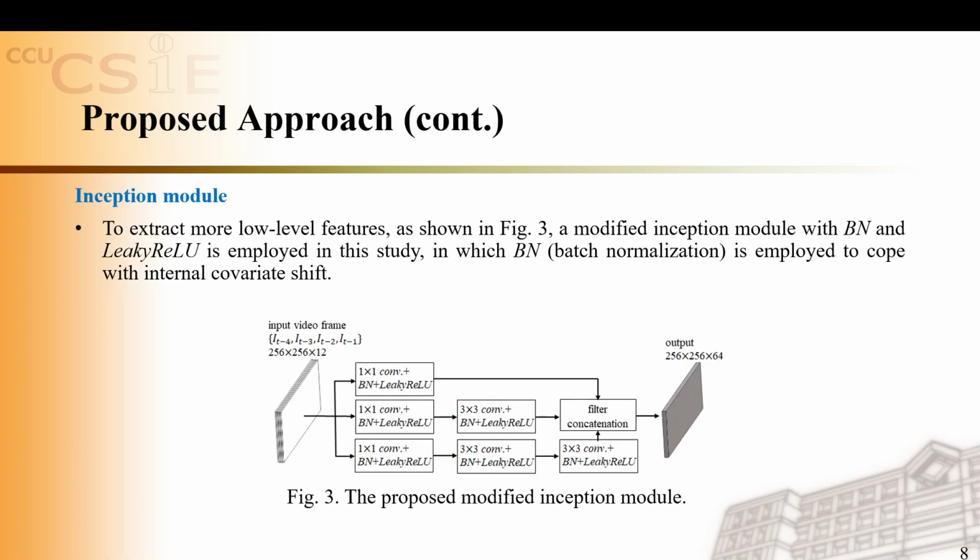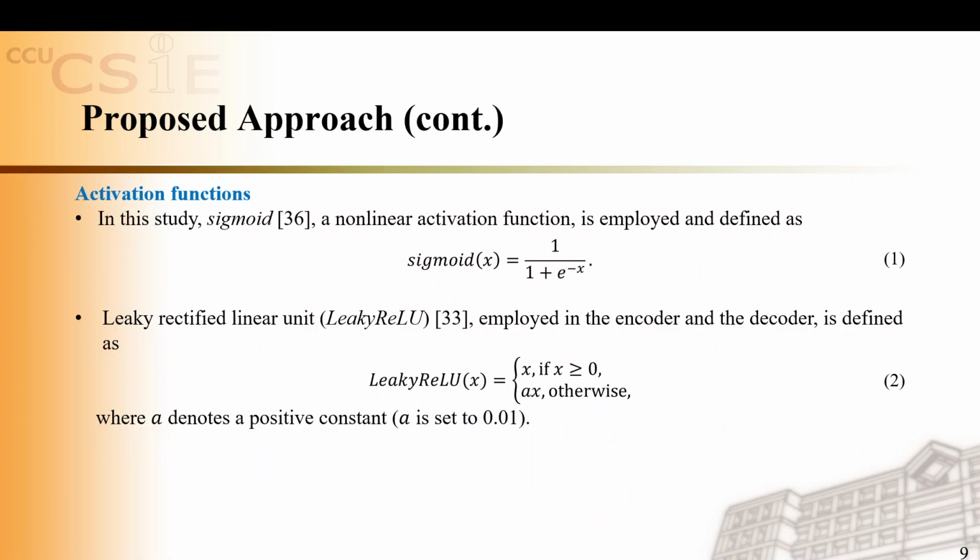To extract more low-level features, as shown in Figure 3, a modified inception module with BN and leaky ReLU is employed in this study, in which batch normalization is employed to cope with internal covariate shift. In this study, two activation functions are employed. Sigmoid, a nonlinear activation function, is employed and defined as equation 1. Leaky ReLU, employed in the encoder and the decoder, is defined as equation 2.